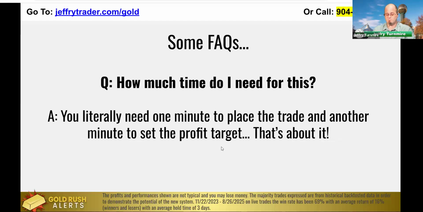How much time do you need? Probably a minute to set up the trade, a minute to set up the exit, and then you're back to whatever you want to do.